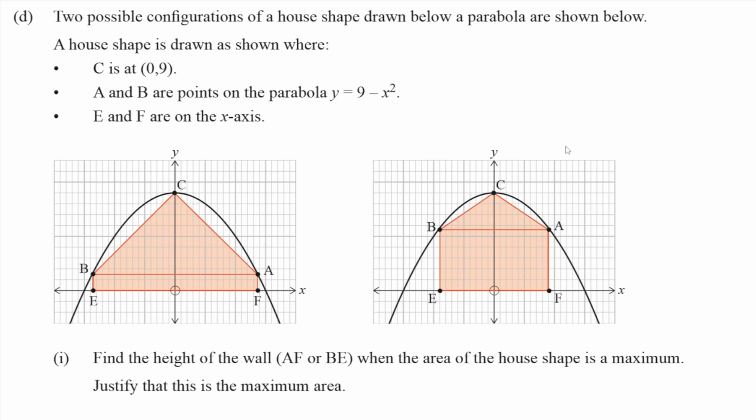We're also given that the points A and B must lie on the parabola, where the equation for the parabola is y equals 9 minus x squared. In other words, the height of AF or BE is 9 minus x squared, where x is the horizontal distance from the center to F. And our task is to find the height of the walls, so AF or BE, to maximize the cross-sectional area of the house.